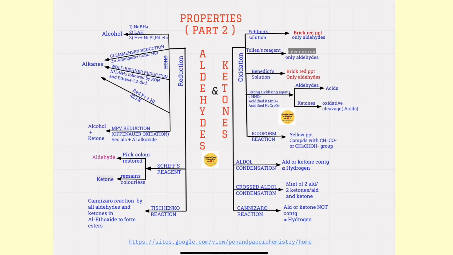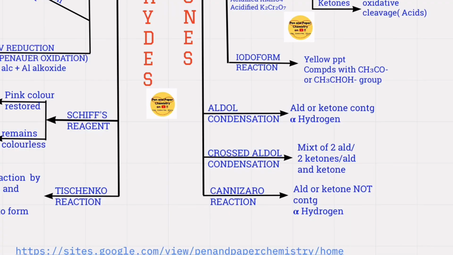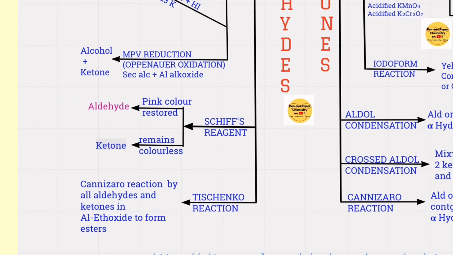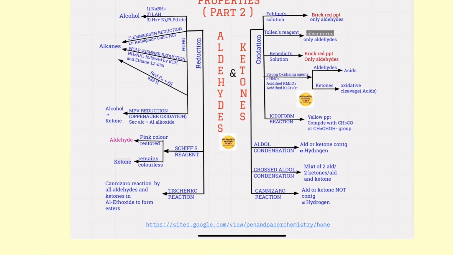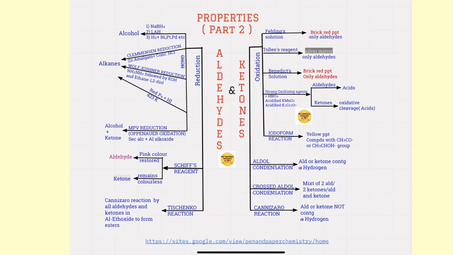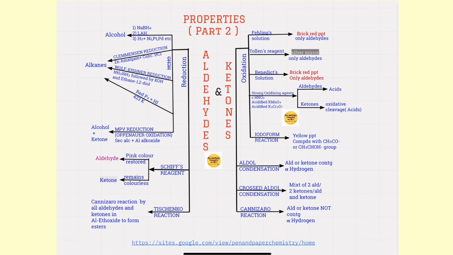Now that brings you to this part 2 of the properties of aldehydes and ketones, the part 2 of the flowchart on aldehydes and ketones, which we have been covering over the past 2-3 videos. So we spoke about aldol condensation, we spoke about crossed aldol condensation, we spoke about Cannizzaro's reaction today. We also spoke about the Schiff's reagent test and the Tishchenko reaction. And this flowchart is best made use of when you draw it yourself. When you draw it yourself, so many things will get embedded in your mind.